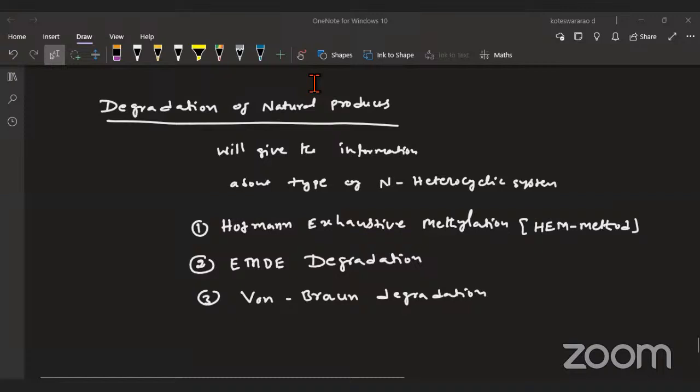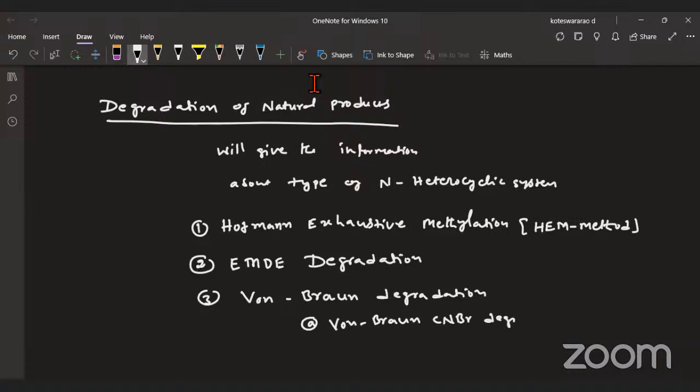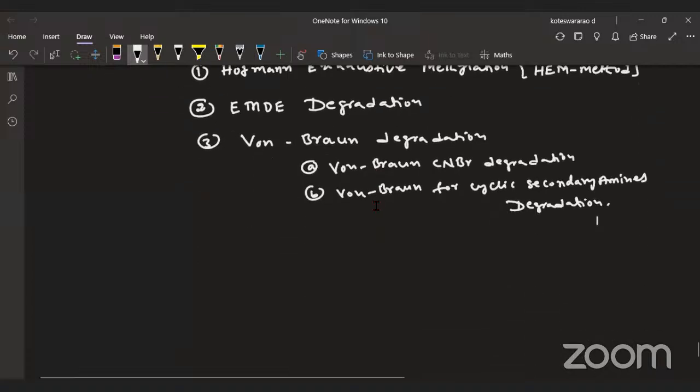In the Von Braun degradation, we classify it into two ways: Von Braun cyanogen bromide degradation, and the second one, Von Braun degradation for cyclic secondary amines. These are the degradations generally used for knowing the structure of alkaloids.